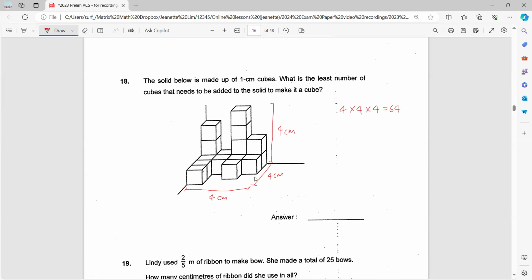Then count how many cubes you have. I count from the tallest one. The tallest one has 4 layers, so 4 cubes. And the second tallest 3, and then 2. So 4 cubes, 3 cubes, 2 cubes. Then the rest are all single cubes. So 1, 2, 3, 4, 5, 6, 7, 8. So 4 plus 3 plus 2 plus 8 is 17. How many more do you need? 64 minus 17, which is 47. I need 47 more cubes.